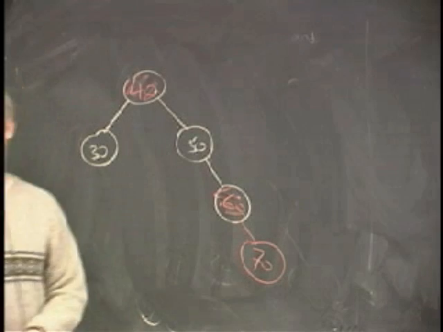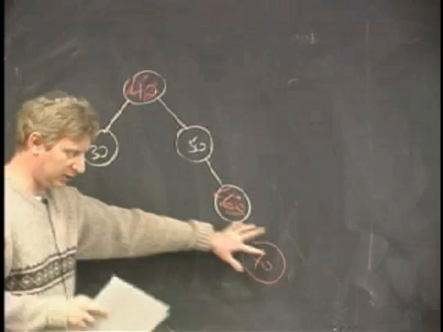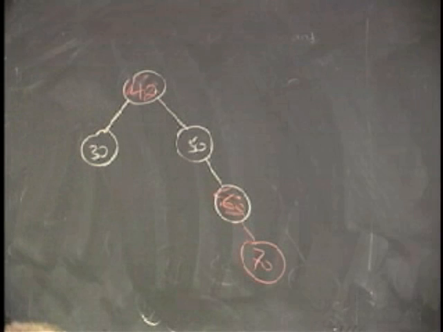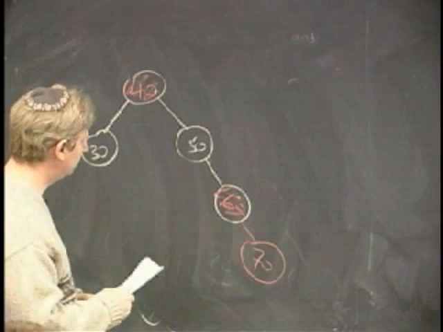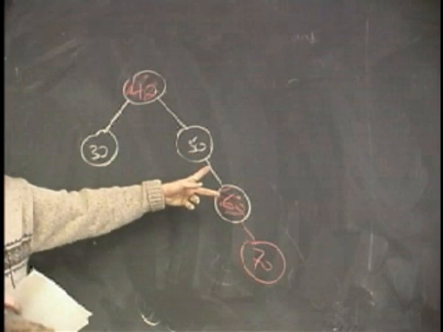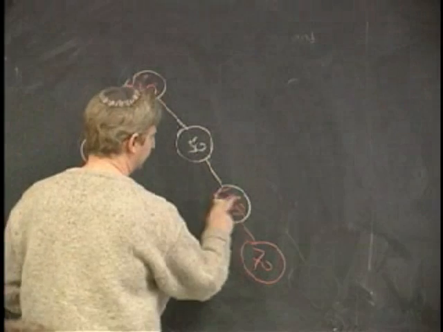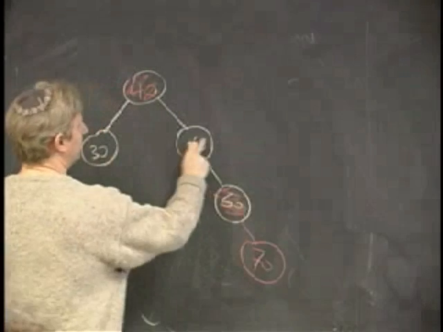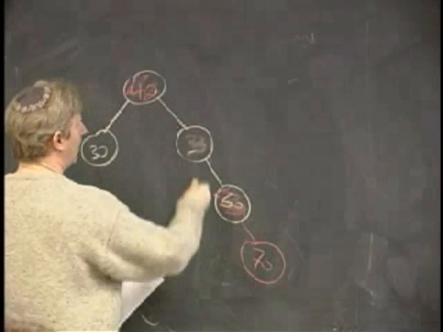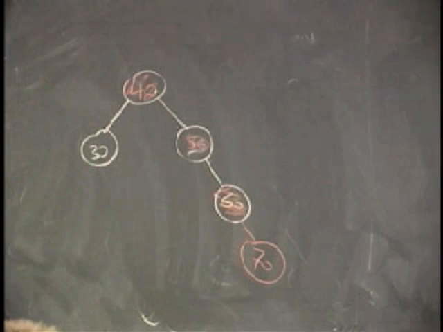How would you fix this? I want you to develop intuition before I just give you a bunch of rules. How would you fix this red, red? What do you want to do? Move the red from 60 to 50. And then switch the red and the black. Swap these two. Leave this red. Change this to black. So this becomes a black node, and this becomes a red node. It's okay. We fixed this problem.